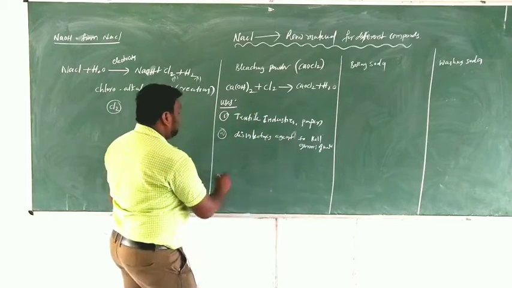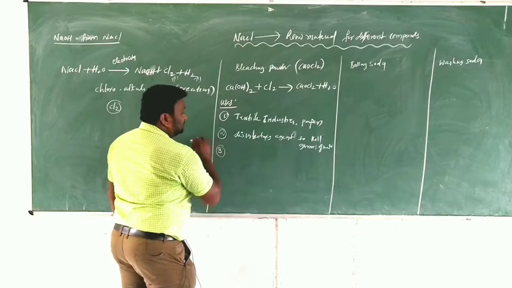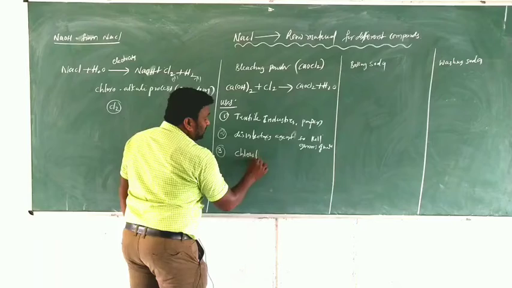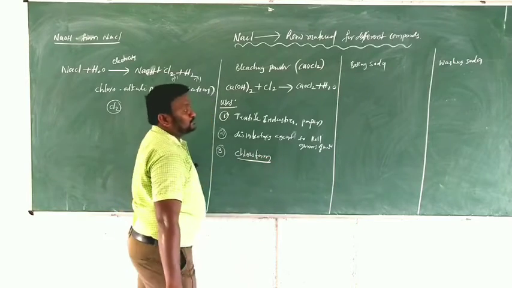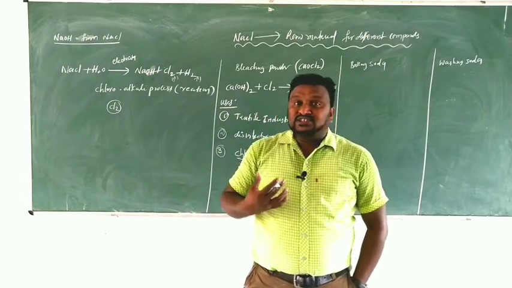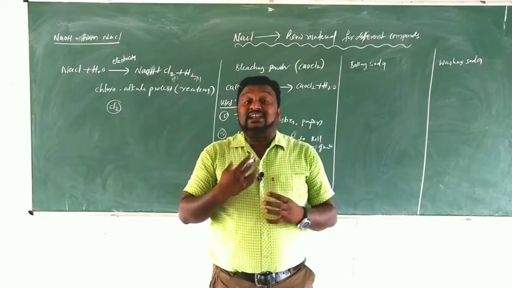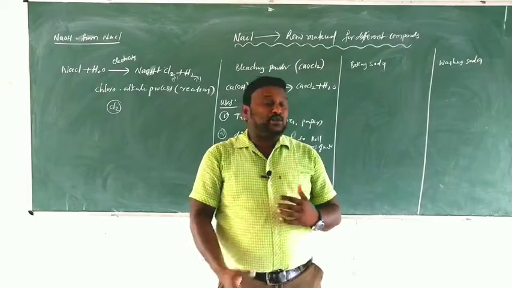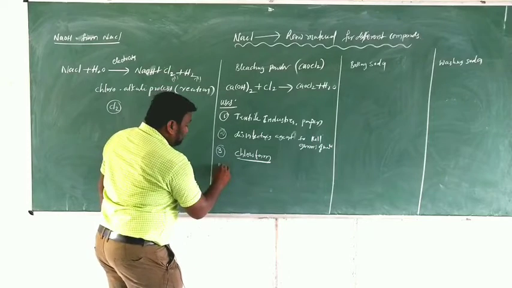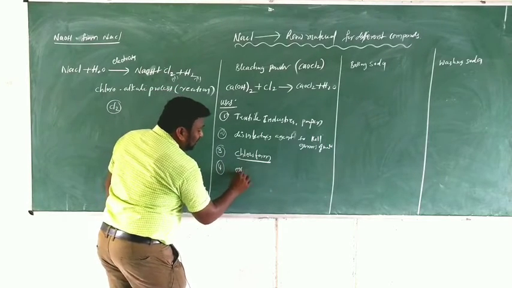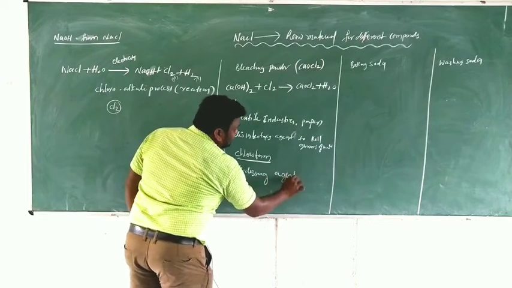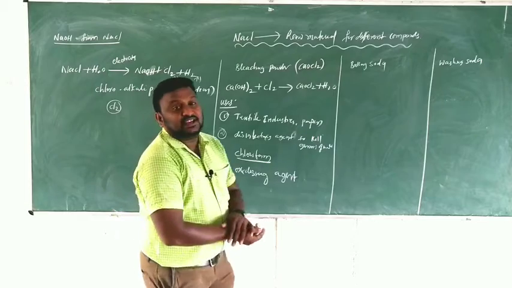And now this bleaching powder is used to produce chloroform. Clear? The bleaching powder is also used as a reagent in producing chloroform. And this bleaching powder is used as an oxidizing agent in chemical compounds.